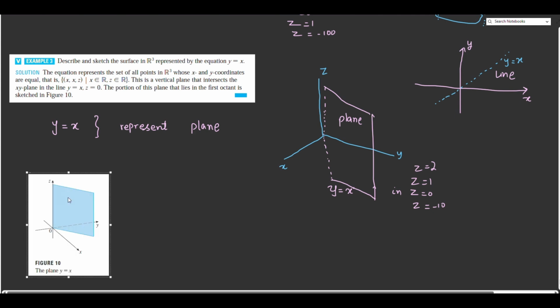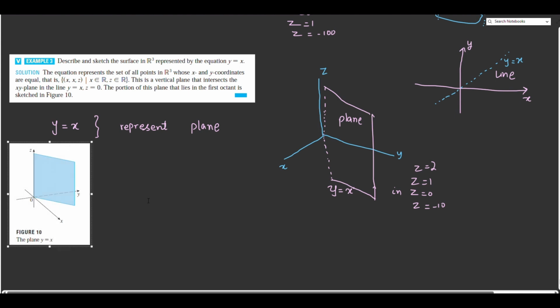In this you need some imagination to understand what is represented by these things. It is a vertical plane, and it is passing through the line y equals x in the xy plane.